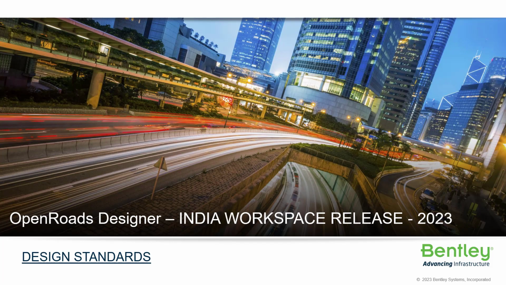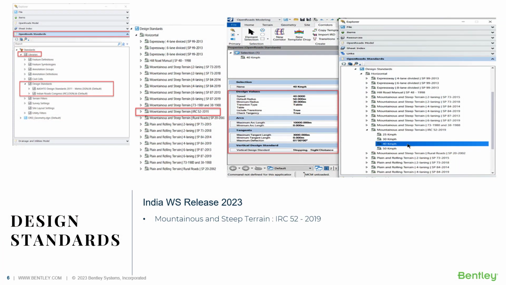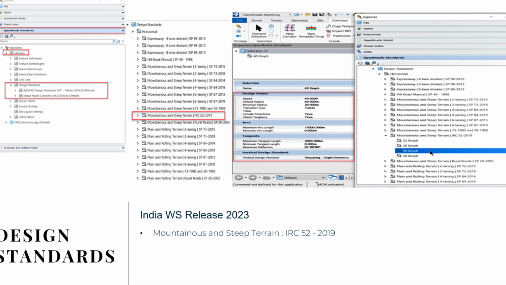Moving to the next feature, which is about the design standards. So what does a design standard help you with? It will help you to monitor and rectify the required curvature and other alignment checks on the horizontal civil geometry, and slopes and K values on the vertical geometric elements. These Indian design standards have been integrated into DGNLIB files, and these can be directly used to check your designs.